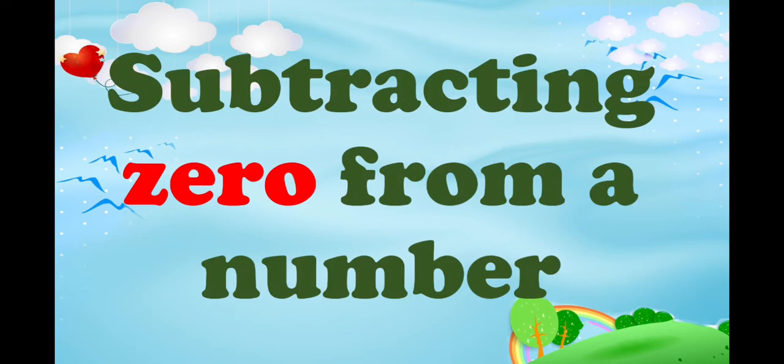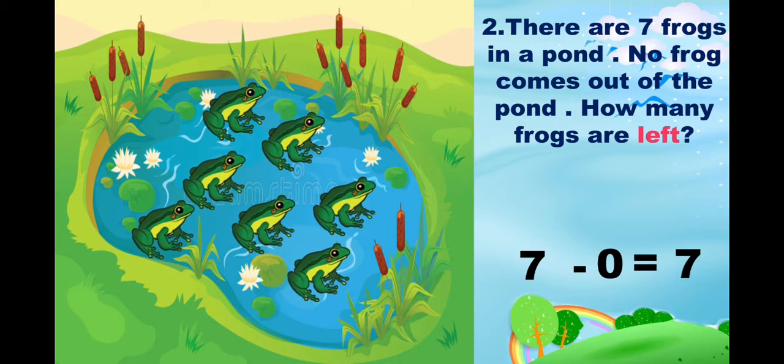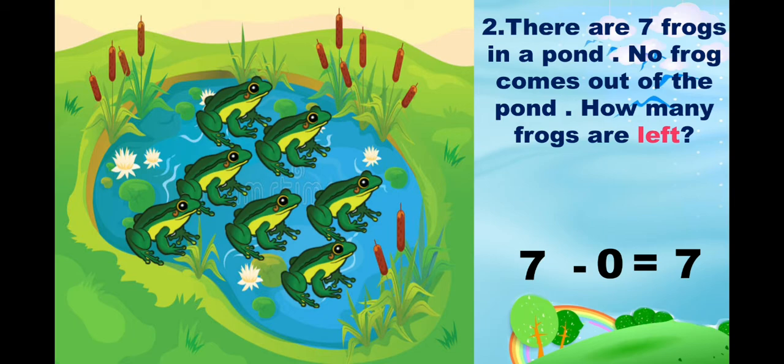Okay, now subtracting 0 from a number. From any number, we are going to subtract 0. Let's see the example. There are 7 frogs in a pond. No frog comes out of the pond. How many frogs are left? How many frogs are there? 7 frogs are there, and none of them has come out. So what is the answer? The answer will be 7. Why? Because none of the frogs has come out. All of them are in the pond. 0 came out. 0 means nobody came out. So how many are left? Yes, 7. When nobody came out, all 7 remained in the pond.